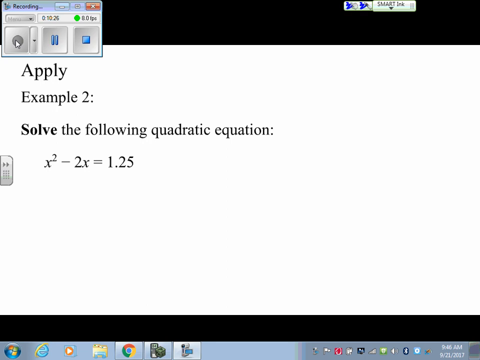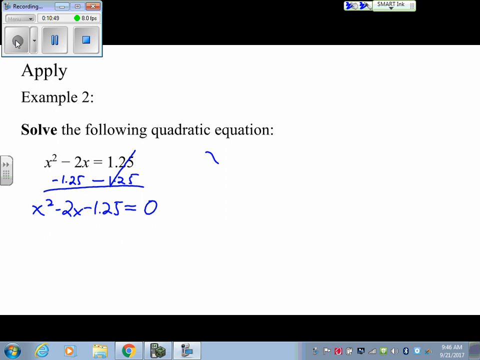So the other thing to notice here is we do not have our quadratic equation set equal to 0. So I need to do a little algebra. I'm going to subtract 1.25 from both sides. I end up with x squared minus 2x minus 1.25. And then over here, those are just going to cancel out, leaving us with 0.